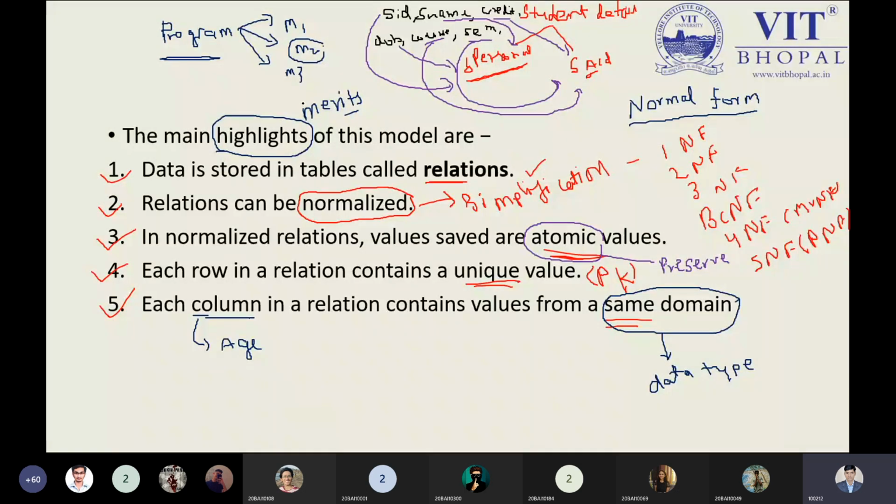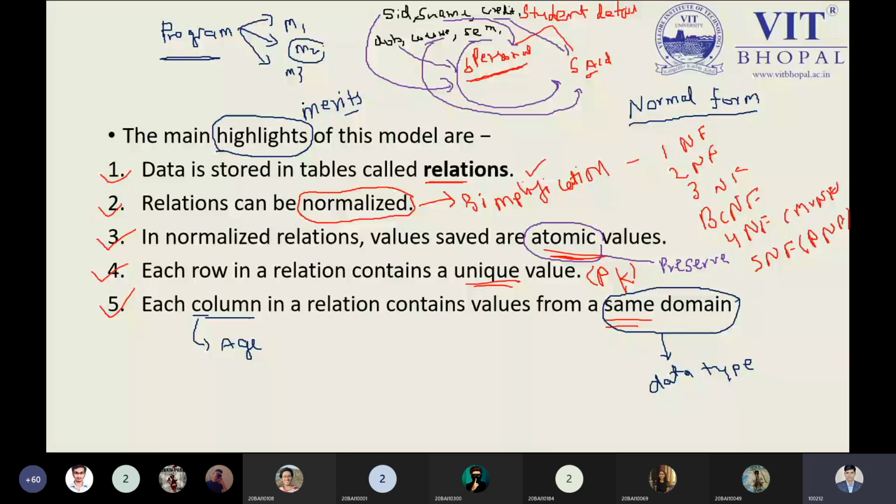So that's why we have this point. And each row in a relation contains a unique value. With the help of the primary key, we can handle this point, as we have seen a few seconds ago. And each column in a relation contains values from the same domain. Same domain means we're talking about the data type. Just like for age, if I put ABC, how is it possible? Can any student's age be ABC? No. The age column or attribute can be managed only by integer type values. Domain means the set of values.